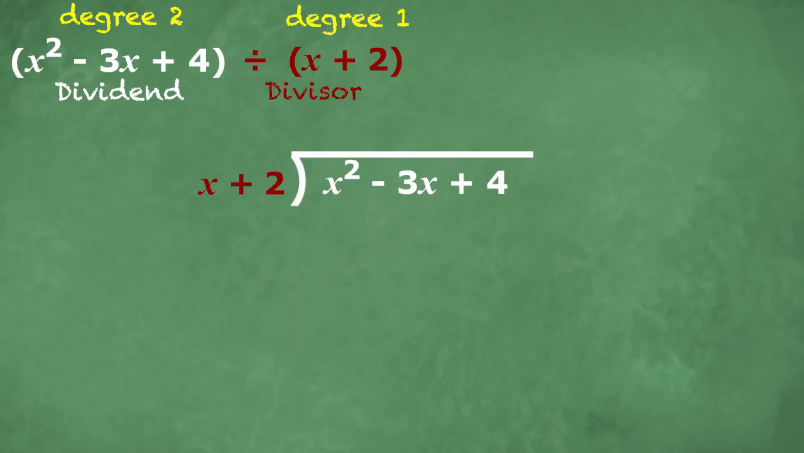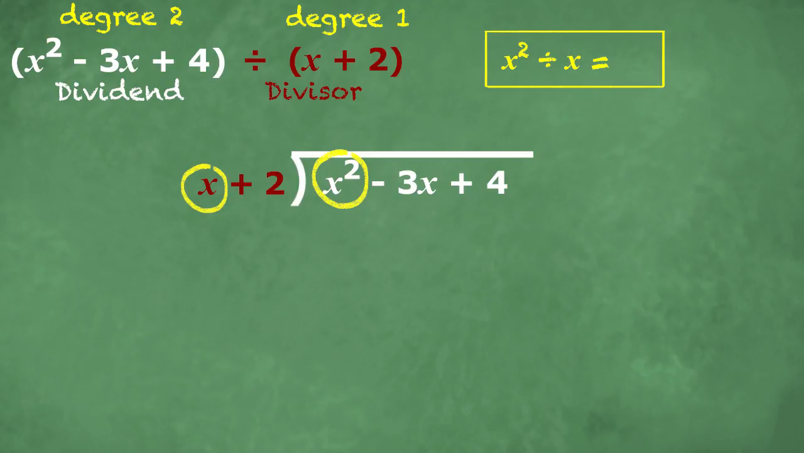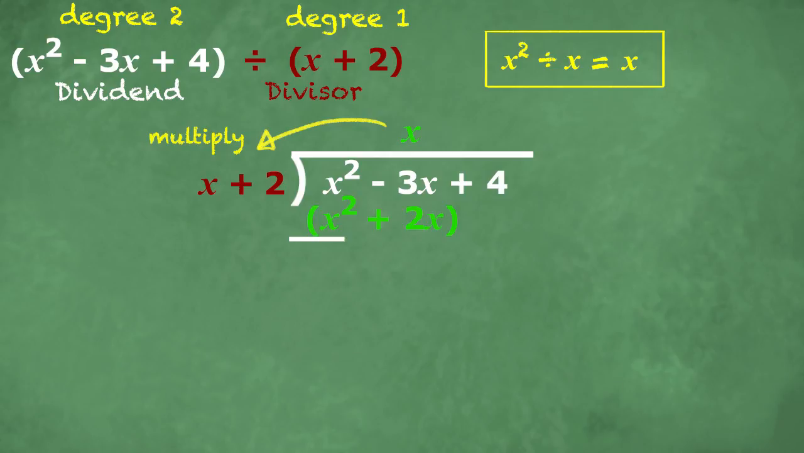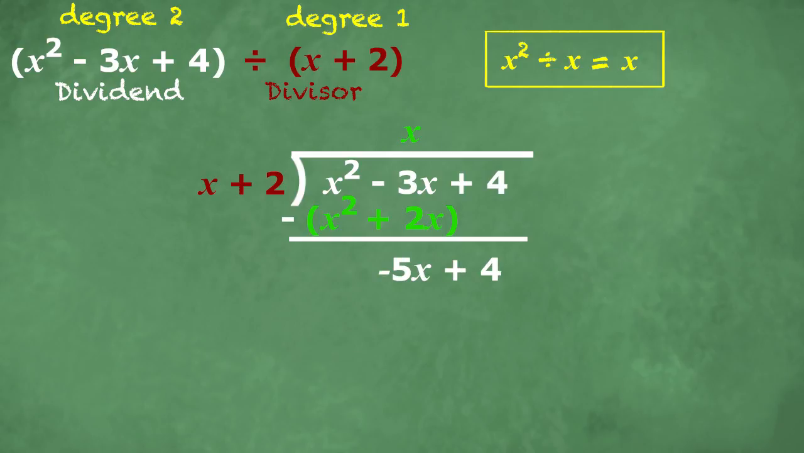Look at the x squared term in the dividend and the x term in the divisor, x plus 2. What is x squared divided by x? The answer is x, and we put the answer above the long division sign. Next, we multiply x and the divisor x plus 2 to get x squared plus 2x and write it in the next level of the division. We subtract this from the dividend x squared minus 3x plus 4 to get negative 5x plus 4.